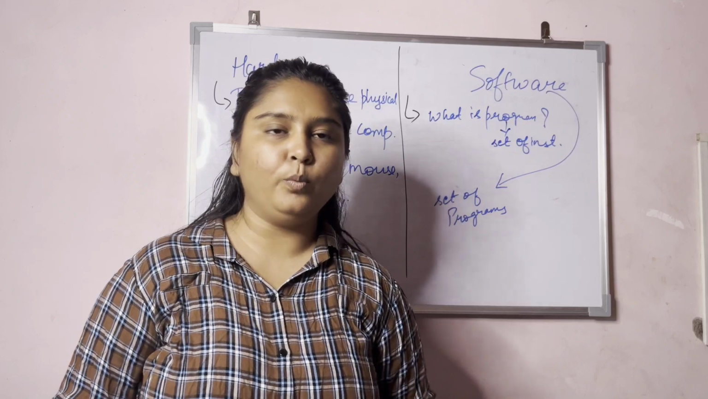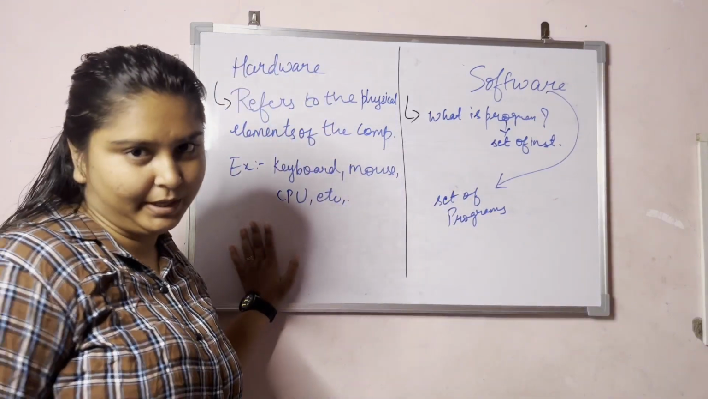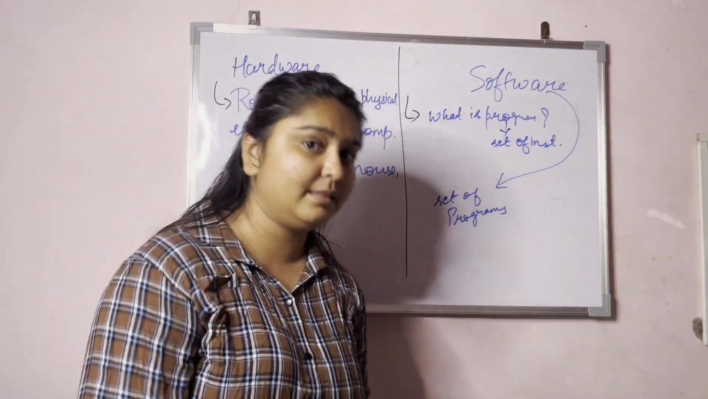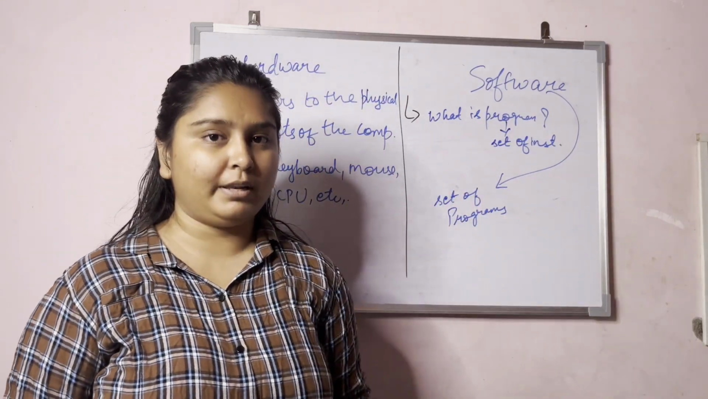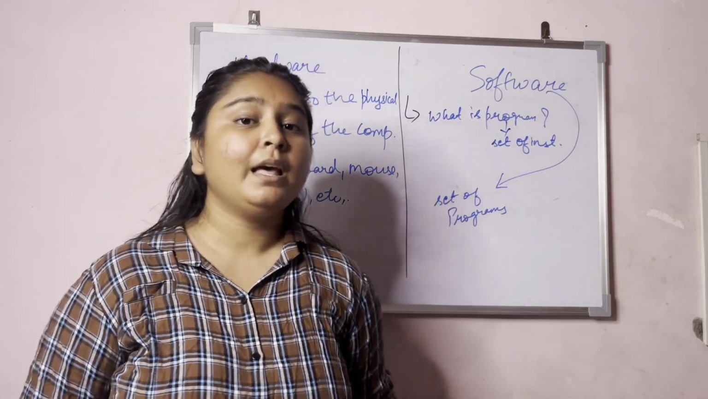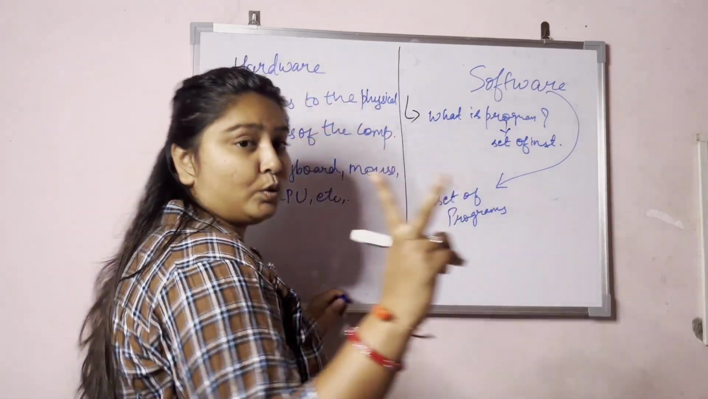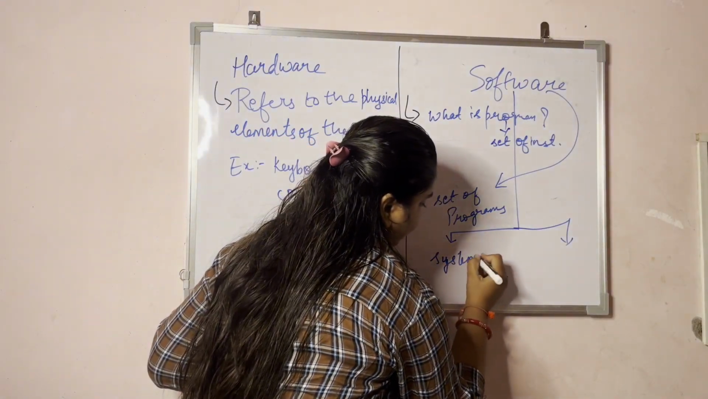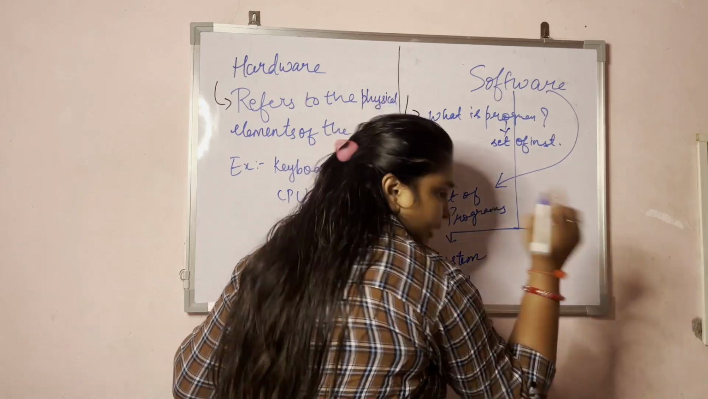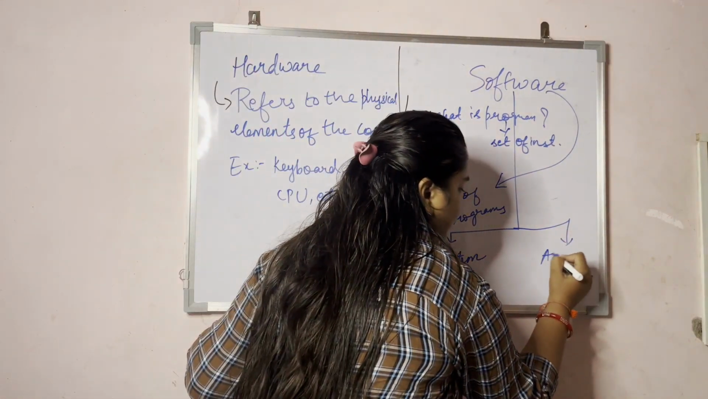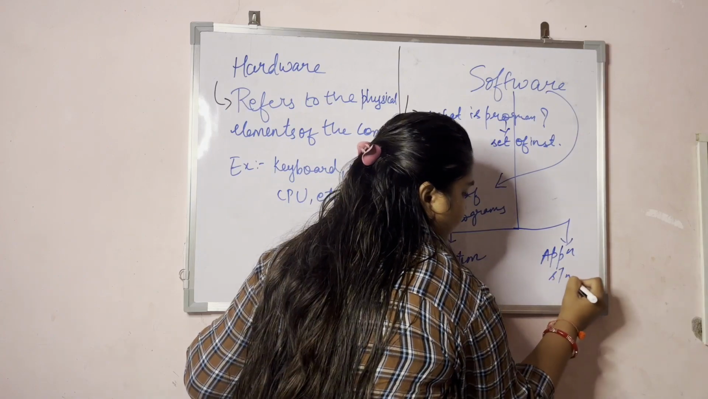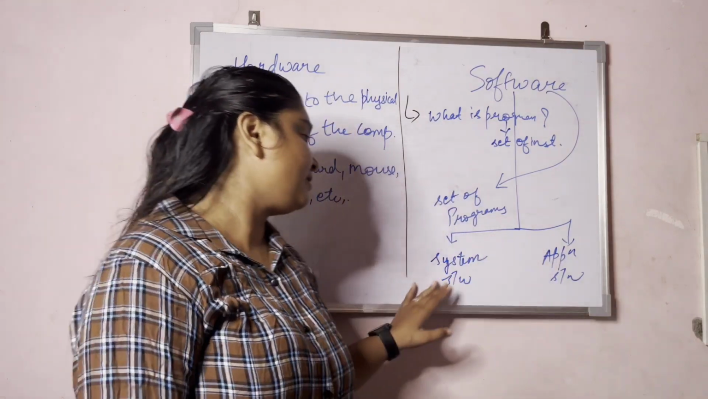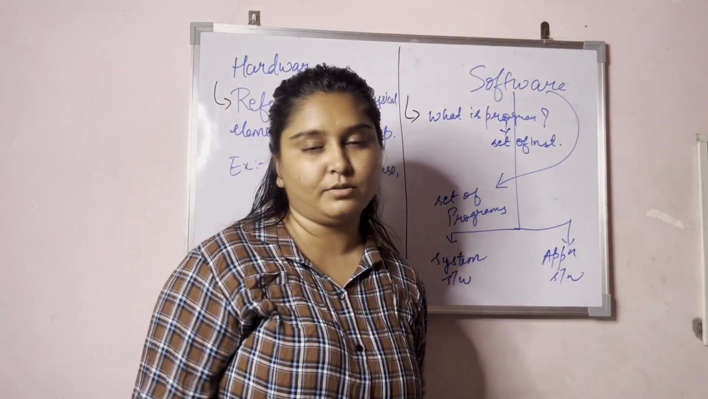So as now we know the difference between hardware and software and a little bit about software, let us go deeper into software a little bit. There are two types of software. First is system software and another one is application software. So these are the two types of softwares we know.